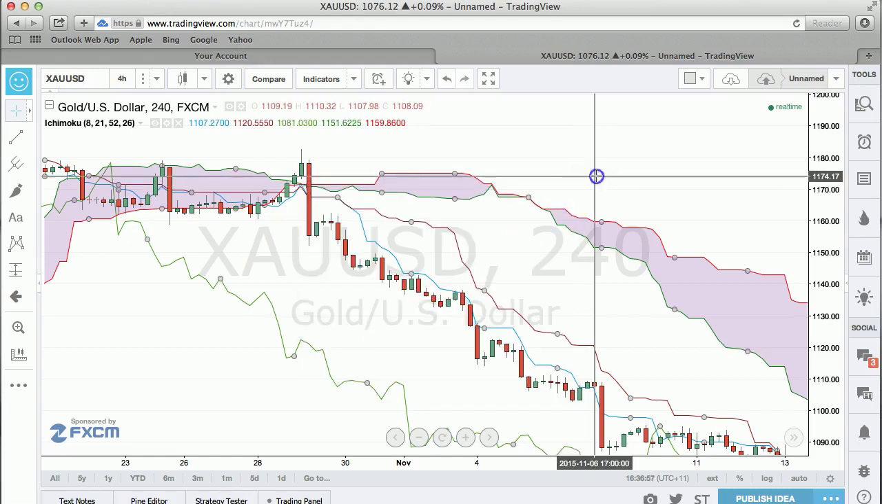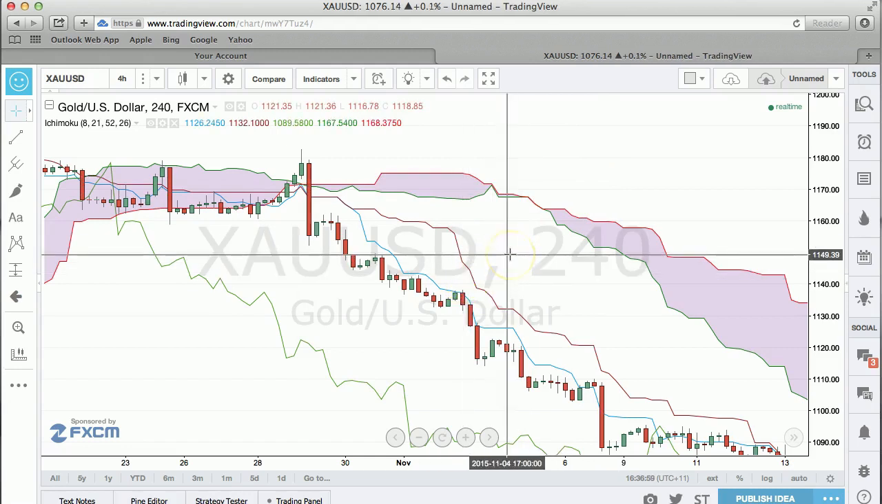All right, the next thing we're going to look at is how to trade this. Now that you understand the characteristics, we're going to take a look at how we can trade using this Ichimoku cloud.